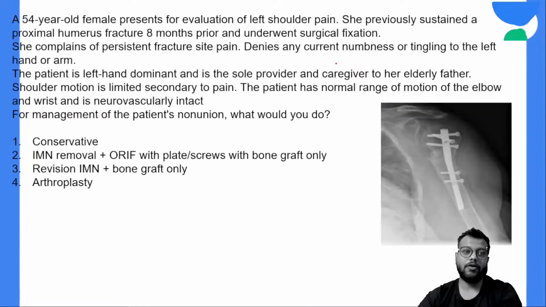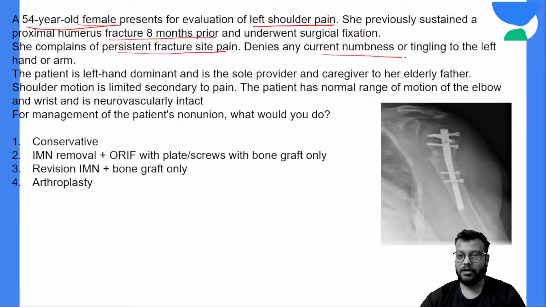Okay, now next question is, a 54-year-old female presents for evaluation of left shoulder pain. She previously sustained a proximal humerus fracture 8 months prior and underwent surgical fixation. She complains of persistent fracture site pain, denies any current numbness or tingling of the left hand or arm.